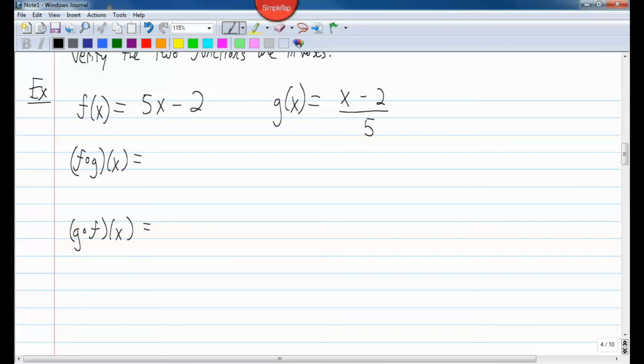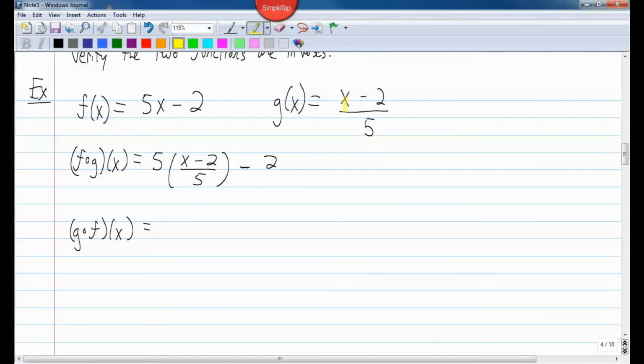So f of g of x means we take the second letter, so the function g, we're going to take this whole thing right here and plug it in to f. So right here where we have an x, I'm going to take this whole thing and plug it in right there. So I have 5 times, I'm going to plug in the g. That's x minus 2 over 5. Now what do I have out here on the end? I have minus 2. Alright.